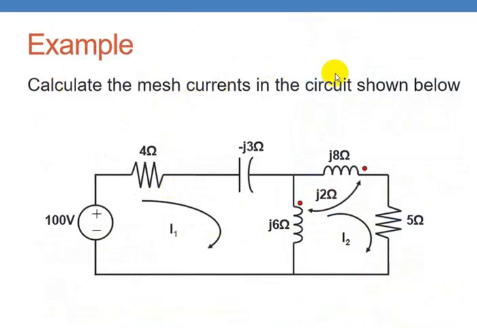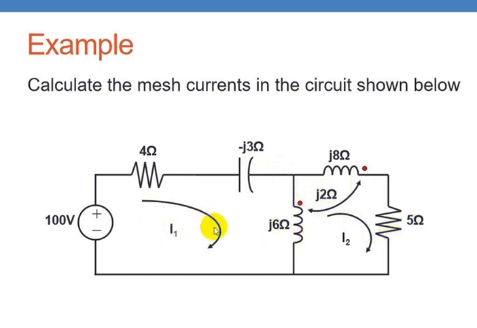Calculate the mesh currents in the circuit shown in the figure below. So this is the circuit. Here 100 volts, 4 ohms, minus j3 ohms, j8 ohms, j2 ohms. This is the mutual inductance reactance, the reactance of the mutual inductance, j6 ohms and 5 ohms.